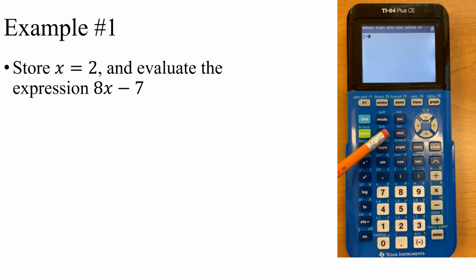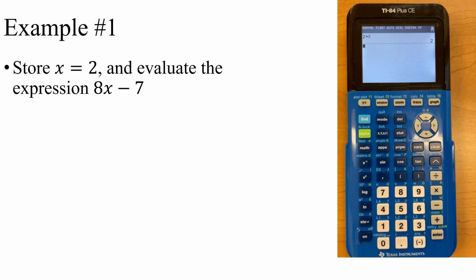X can also be used right here when we're in regular function modes, because if I press just this button, there's my X. And if I hit enter, now it's 2. And anytime I use X now, it's going to take that value that I just stored and calculate it exactly in the problem. So we want to do the expression 8x minus 7.